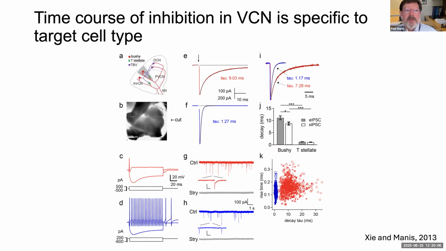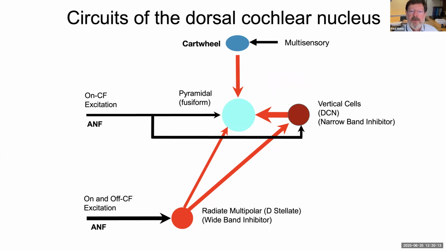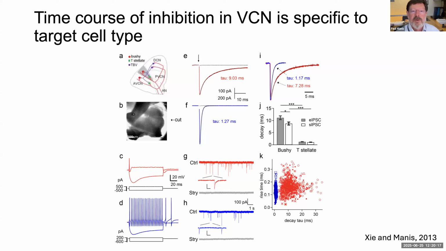So I just wanted to also mention that the time course of inhibition is specific to the target cell types. And this was a little bit of a surprise to us, and sort of a serendipitous discovery after many years of people looking at the cochlear nucleus. The inhibition was, I think, generally assumed to be very similar in all regions.